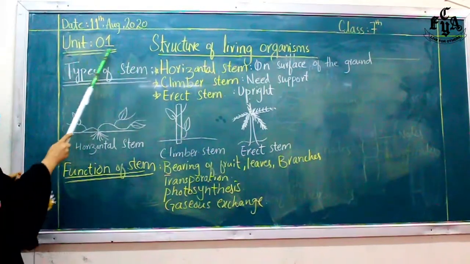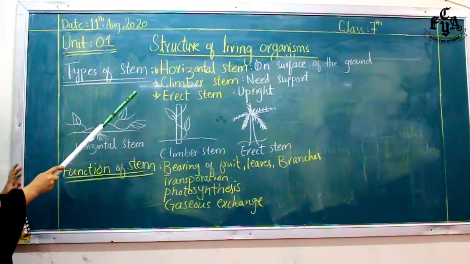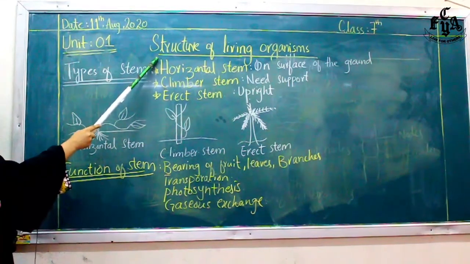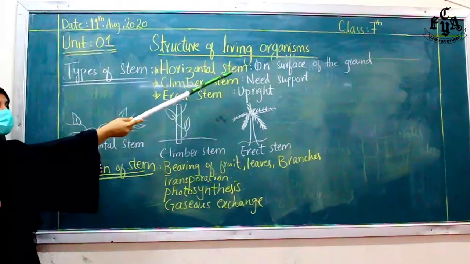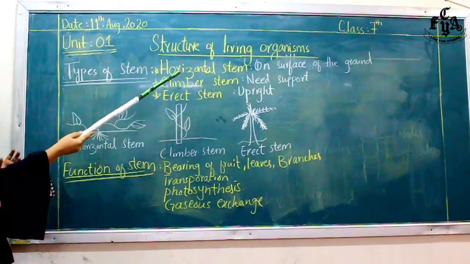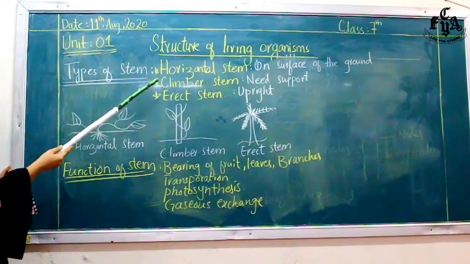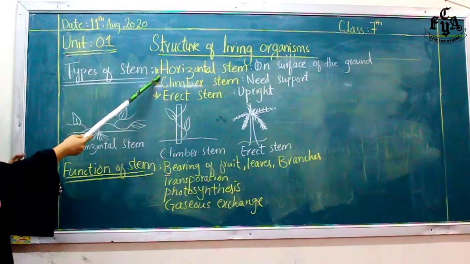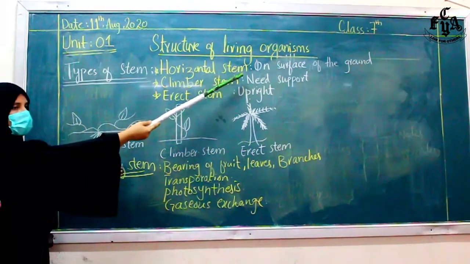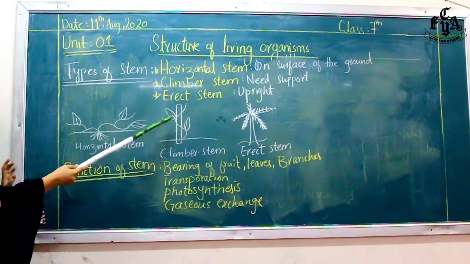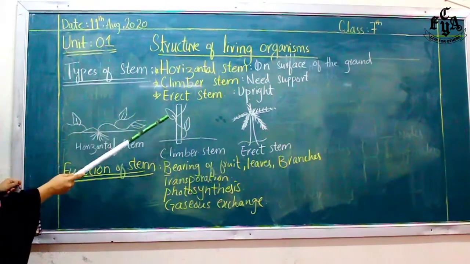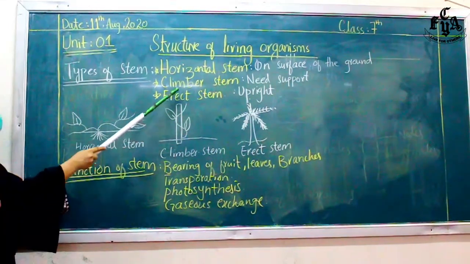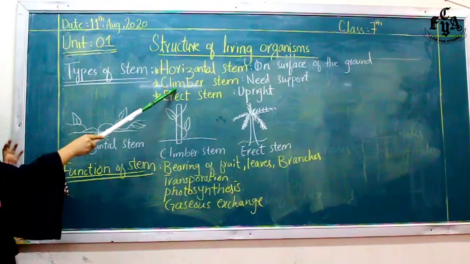So why has this classification been done? This depends upon the structure of the stem, its strength and weakness. The horizontal stem is the type of stem which grows on the surface of the ground. They are weak. Examples are strawberry and pumpkin. The next one is the climber stem. The climber stem is also weak. They need support to grow. If you bring the example of grapes or money plant to your mind, you will clearly see that their stem is weak, so they require support. The next one is the erect stem. Erect means seedha, upright.